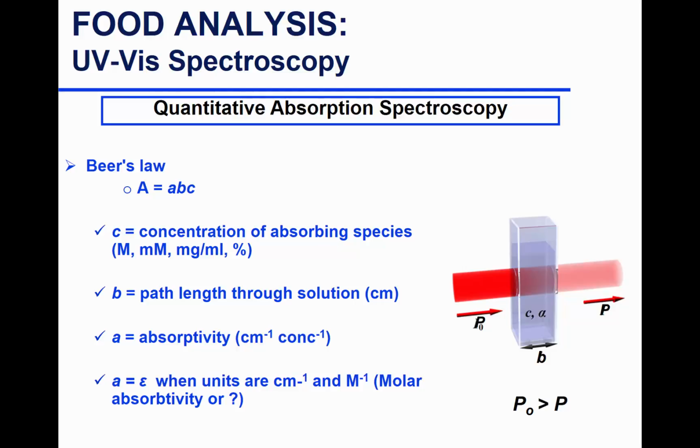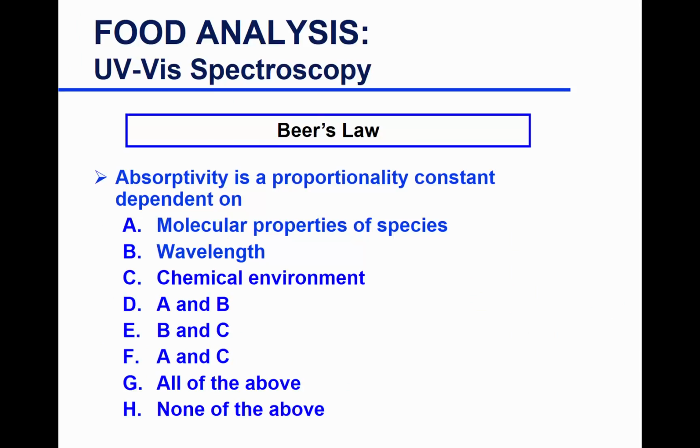So when the units are centimeter to the -1 and molar to the -1, you often hear the terms molar absorptivity or molar extinction coefficient. These mean the same thing. Absorptivity, if it's molar, means the unit is in molar, and extinction coefficient means the same thing. So when you hear these terms, they all mean the same thing. So absorptivity is a proportionality constant dependent on molecular properties of the species, wavelength, or chemical environment.